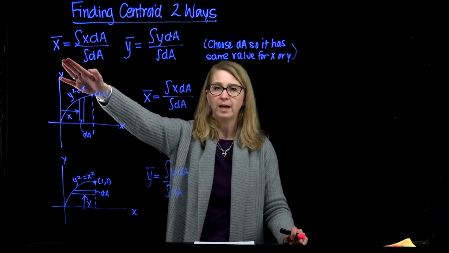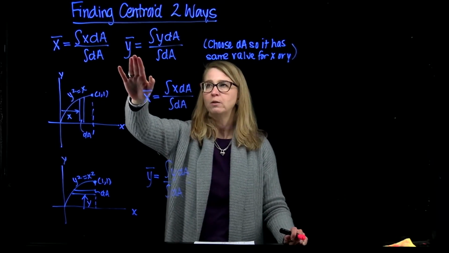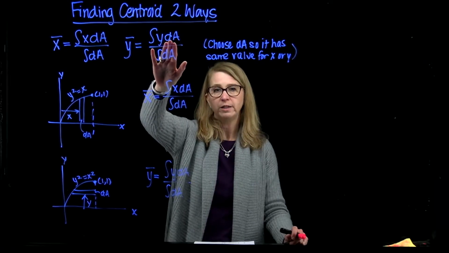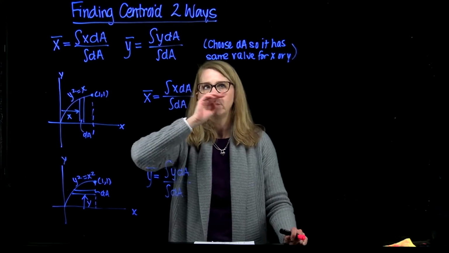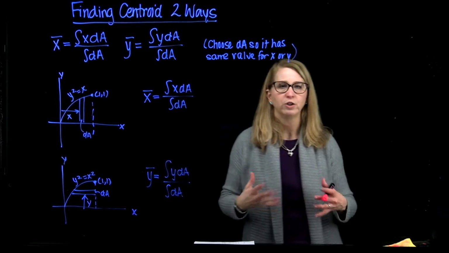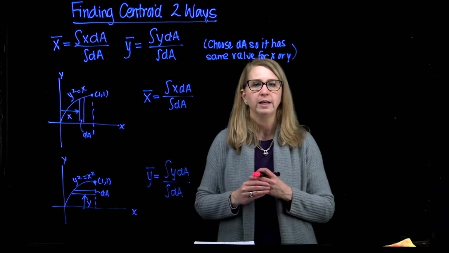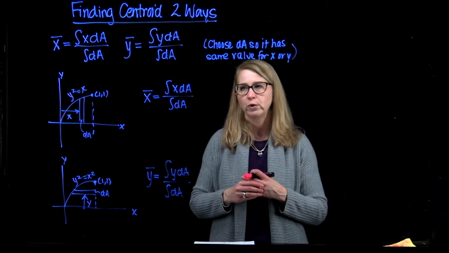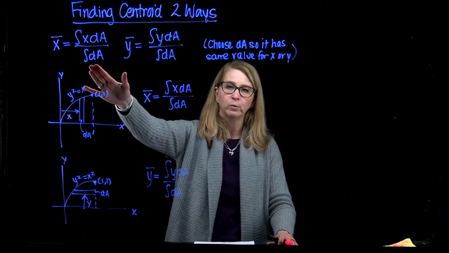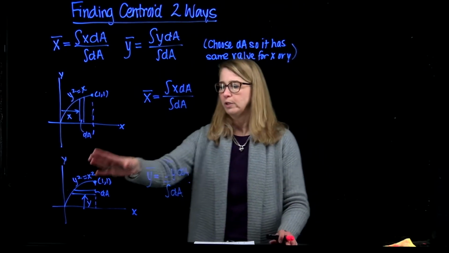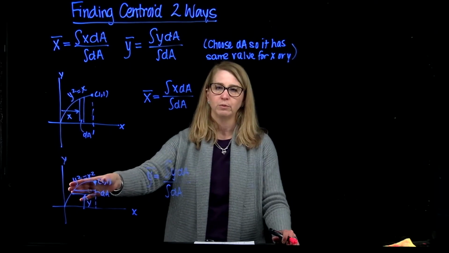Now in the definition, like I said, we have the x position weighted by the area if we're finding the x centroid. If we're finding the y centroid, we have the y weighted by the area there. And what I had written here is that you want to choose the dA so that everywhere along that area it has the same value for x or y, depending on whether you're finding the x centroid or the y centroid.